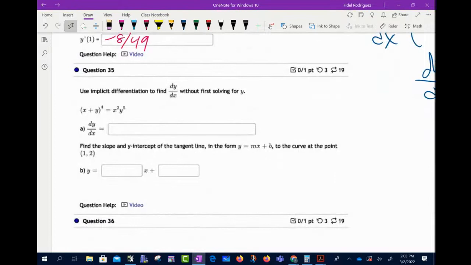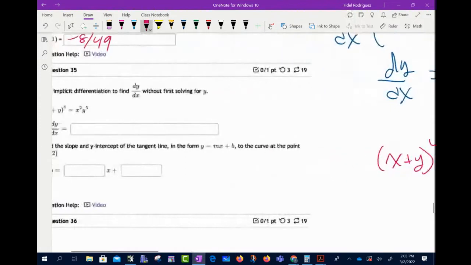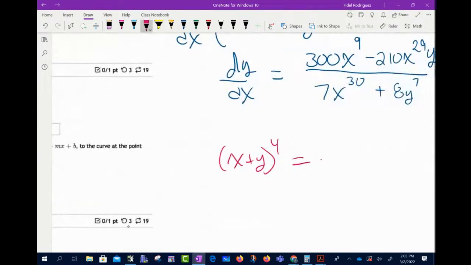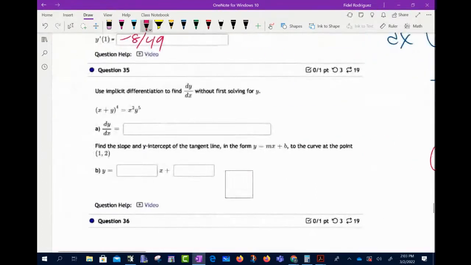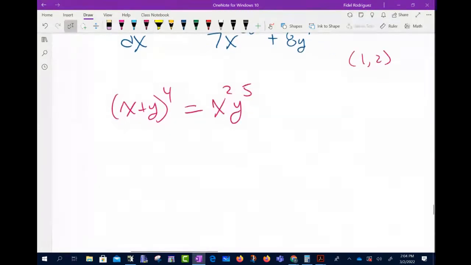Okay, so look, let's do 35. We'll do it the same way. So it's x plus y to the fourth times x squared and y to the fifth. Okay, so let's see. X plus y to the fourth, write it over here, equals, was it x squared y to the fifth? Yeah. X squared y to the fifth, and the values were, what, 1 and 2. Okay, and the point that was given to us was the point 1, 2.